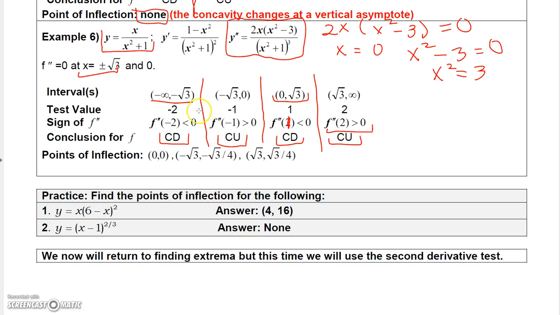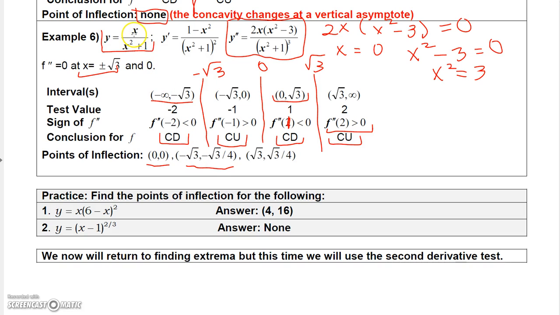So we actually change concavity where x is minus square root of 3, and we change concavity when we go across where x is 0, and we also change concavity when we cross x equals square root of 3. Now, getting the y value for 0, that was easy. 0 over 0 squared plus 1 is 0. I'll let you do the hard part.